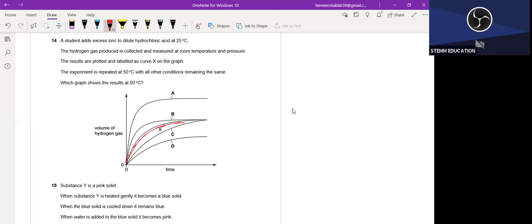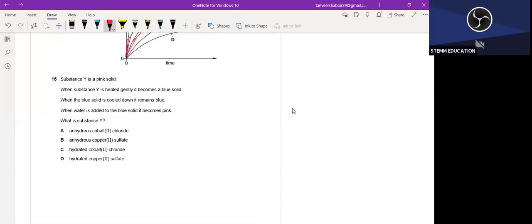Now, the experiment is repeated at 50 degrees Celsius with all other conditions remaining the same. So we are increasing the temperature. Increasing temperature makes the rate of reaction faster. So basically, the rate of reaction is faster. Overall, you will see an increase in the volume of hydrogen gas, but it will not be very high. It will be moderate. So the answer will be B here.